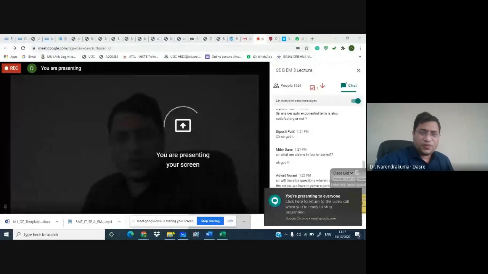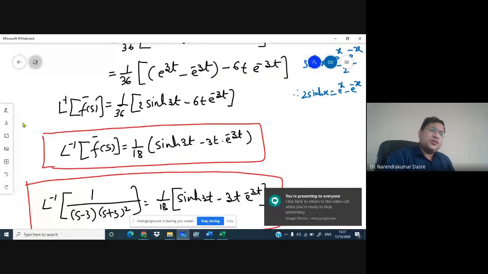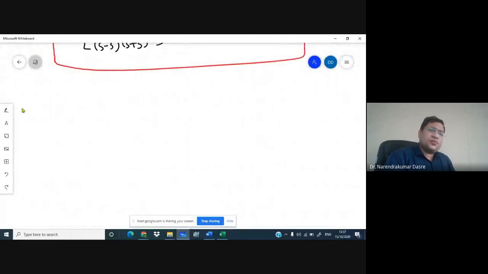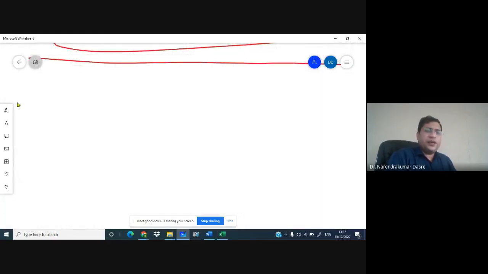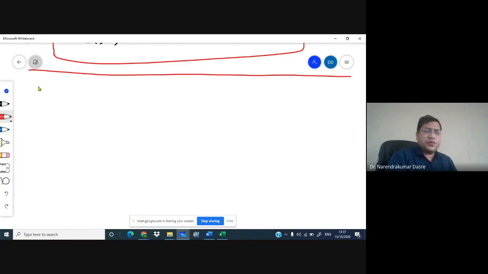So let us first revise the basic things. Now we'll see our next concept, probability. To understand probability, we need to first understand the random experiment.